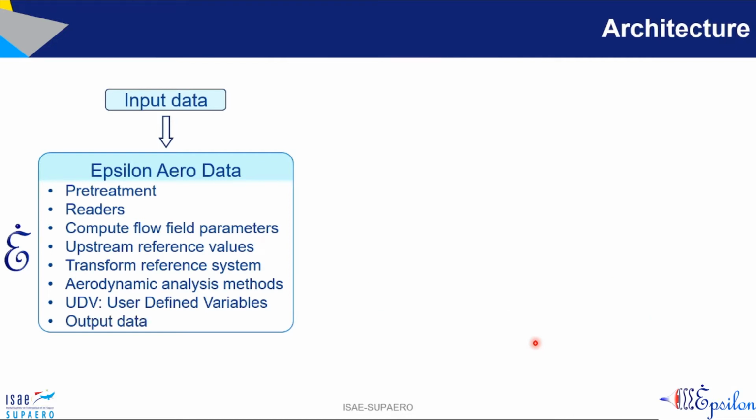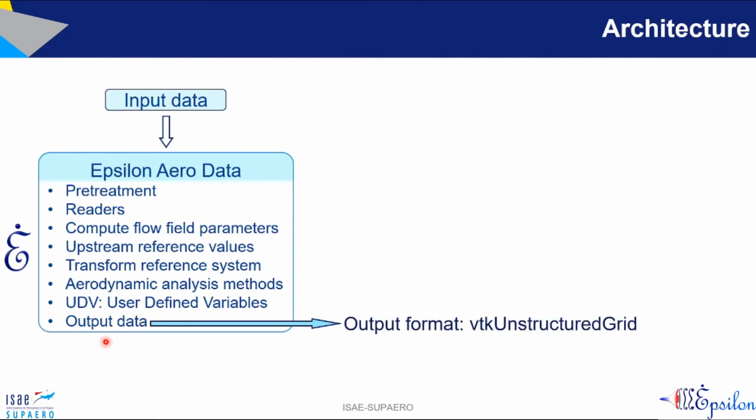Once you compute all these variables, you have to output this data in order to display it on the screen, and this is performed by using VTK operation. And what you get, the output of Epsilon Aero Data, is a VTK unstructured grid type. If you want to understand the VTK operation and the VTK types, please take a look at our VTK and ParaView formation video in a separate link down below.